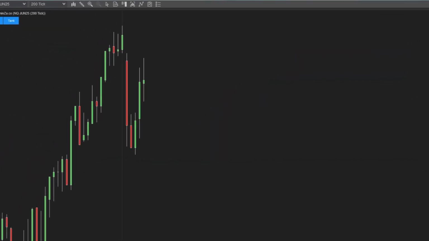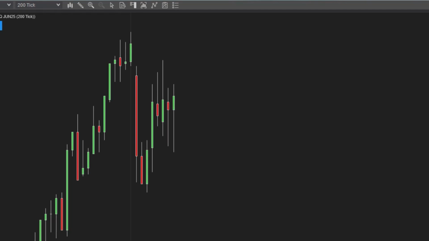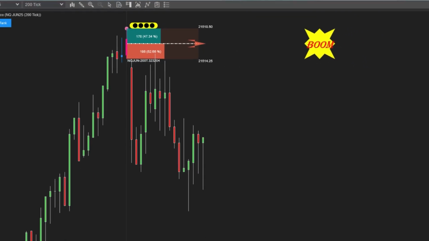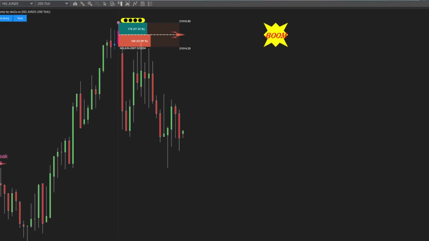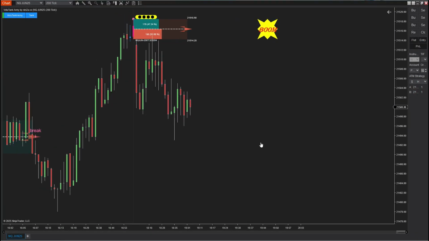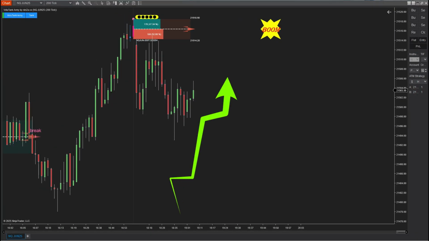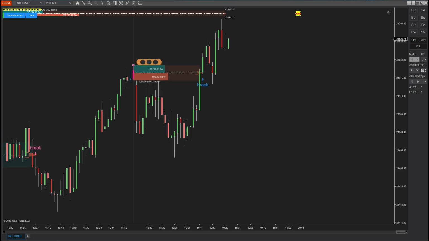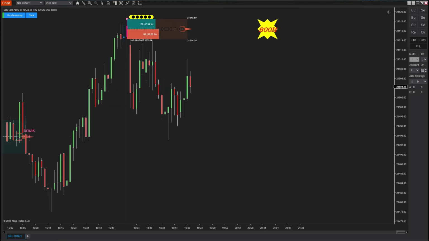Here's a practical example. Let's say you identify a previously formed supply zone. Later, price revisits that zone. But instead of reacting downward, it forms a series of large, bullish candles with strong bodies, a clear sign that buyers are in control. In this case, you can anticipate that the supply zone is likely to break. Enable the break signal to monitor the situation.